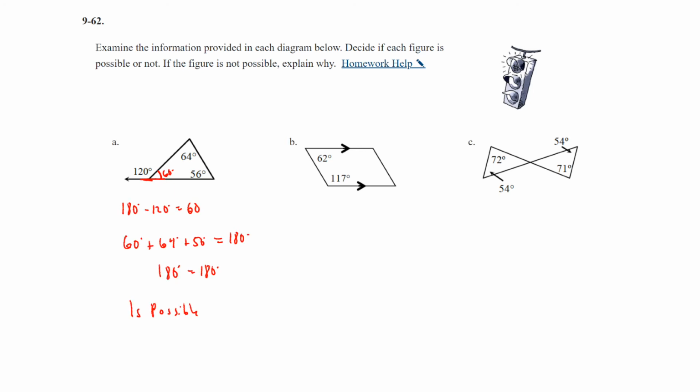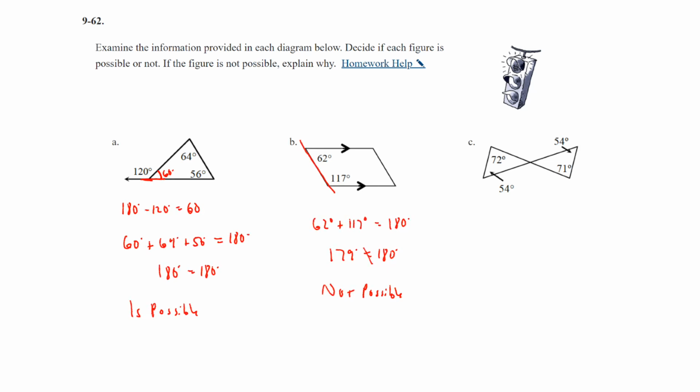On B, we have 62 degrees and 117. Since those lines are parallel, these are same side interior, and same side interior should add up to 180. They should be supplementary. So is 62 degrees plus 117 degrees equal to 180 degrees? And that is not equal to 180 degrees, so it is not possible, because the same side interior angles are not supplementary.